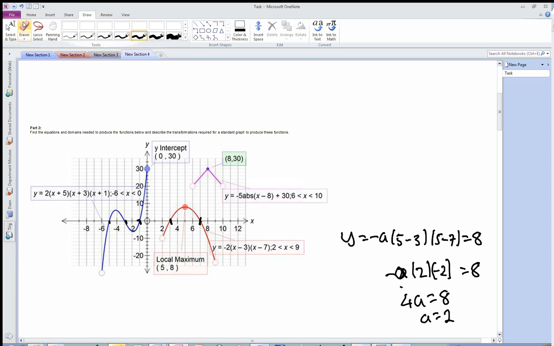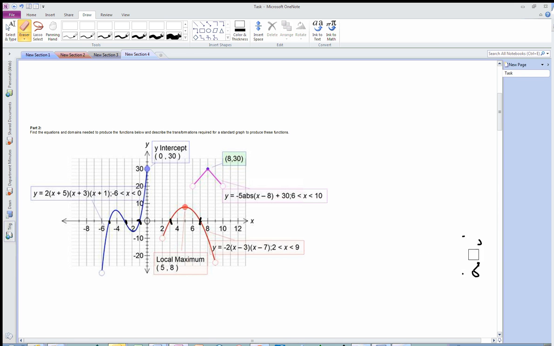Right, we've only got one more function left here for merit. Get my eraser in. We've only got one more function left here for merit, so let's go in and have a look at that. That is an absolute value function. Right, the first thing we look for is the magic point there, which is where its vertex is. So it's going to cross 8 and up 30, so that it's going to cross to the right, so it's a minus 8 and it's a plus 30.